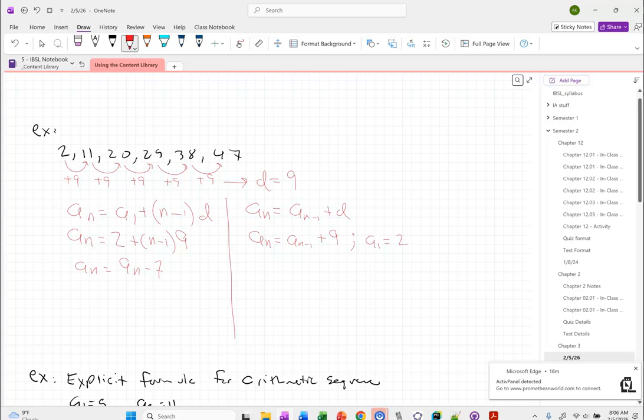So now if I wanted to find a sub 2, that would be a sub 1 plus 9, which is my 11. And after I have a sub 2, I can find a sub 3. And after I have a sub 3, I could find a sub 4, and then go on and on and on, as long as you want it. I'm bored already, though. Feel okay on plugging this stuff into a formula?